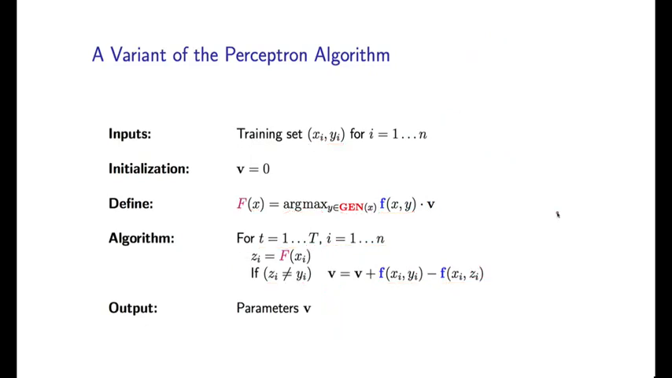The things to stress are that the inputs to the algorithm are a set of training examples and definitions for GEN and f, and also a specification of T, the number of passes over the training set, and the output is a set of parameters v. As I hope you'll see, it's a very simple algorithm which just relies on decoding at each step, finding the highest scoring structure under the current model, and then if we make a mistake, making a very simple update to these parameters v.